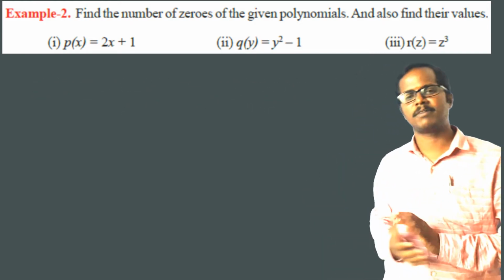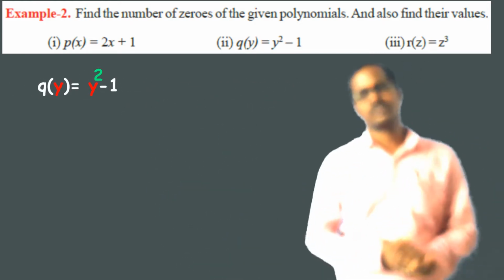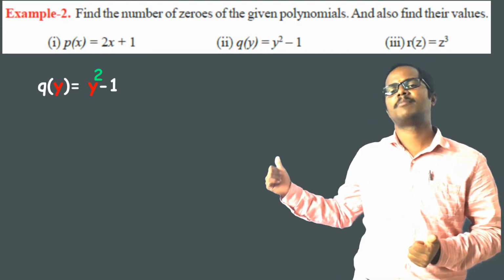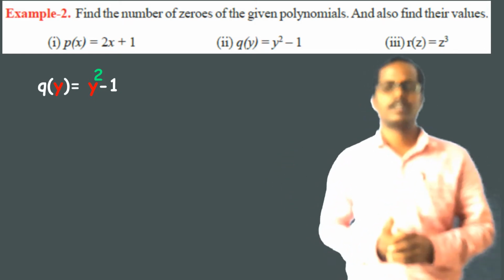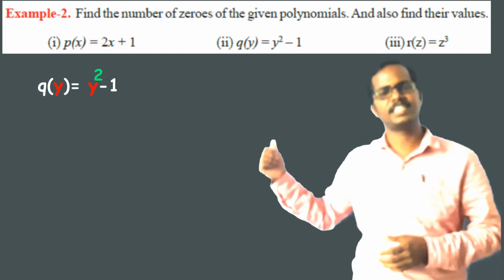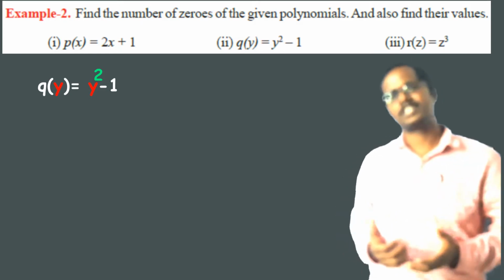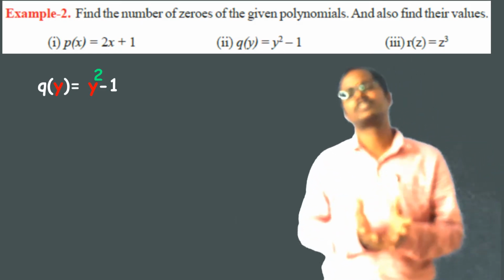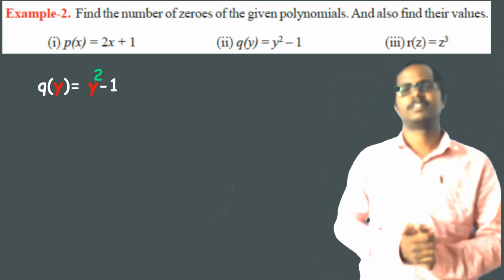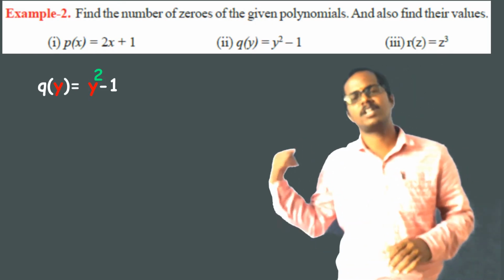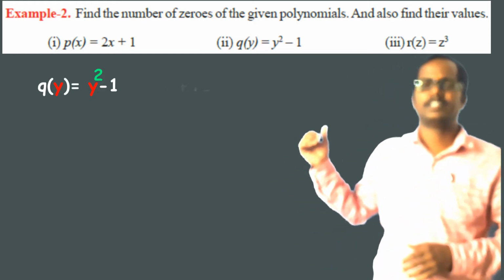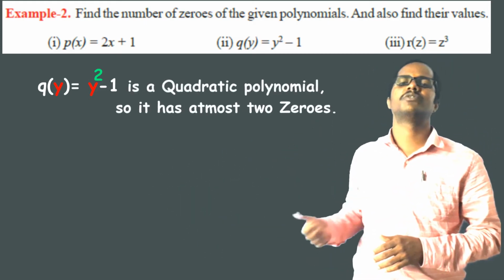Now let us see the second problem. Q of y equals y square minus 1. So here we have a polynomial in variable y, and this is a quadratic polynomial since its degree is 2. And we know that a quadratic polynomial can have 2 zeros at most. So this polynomial may have 2 zeros at most.